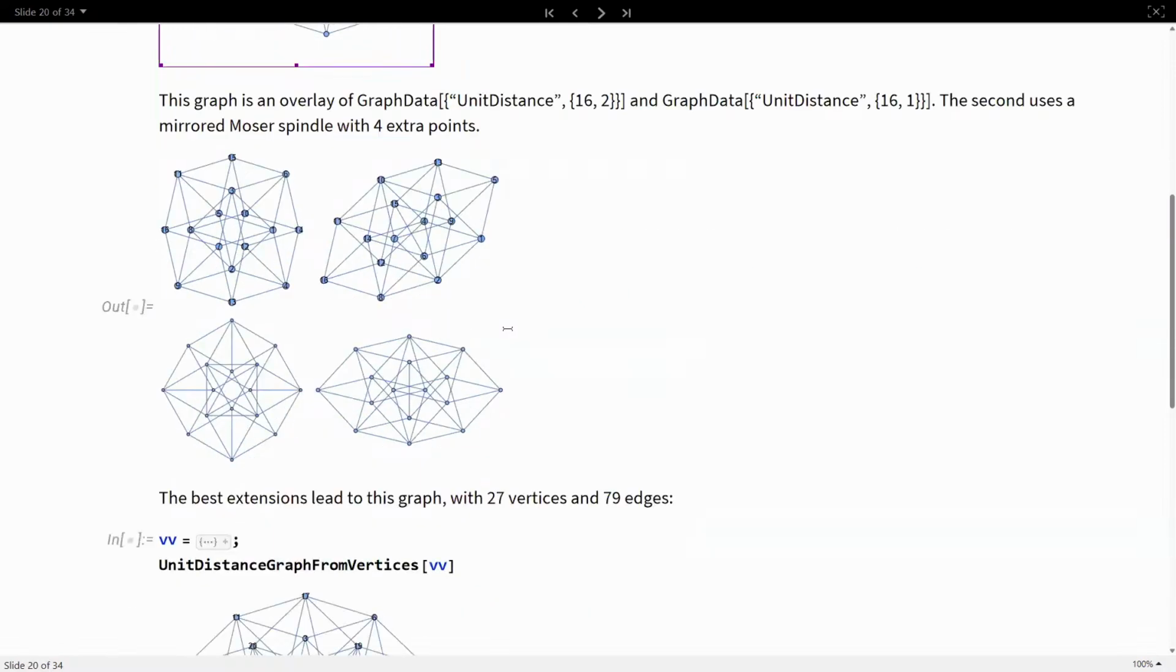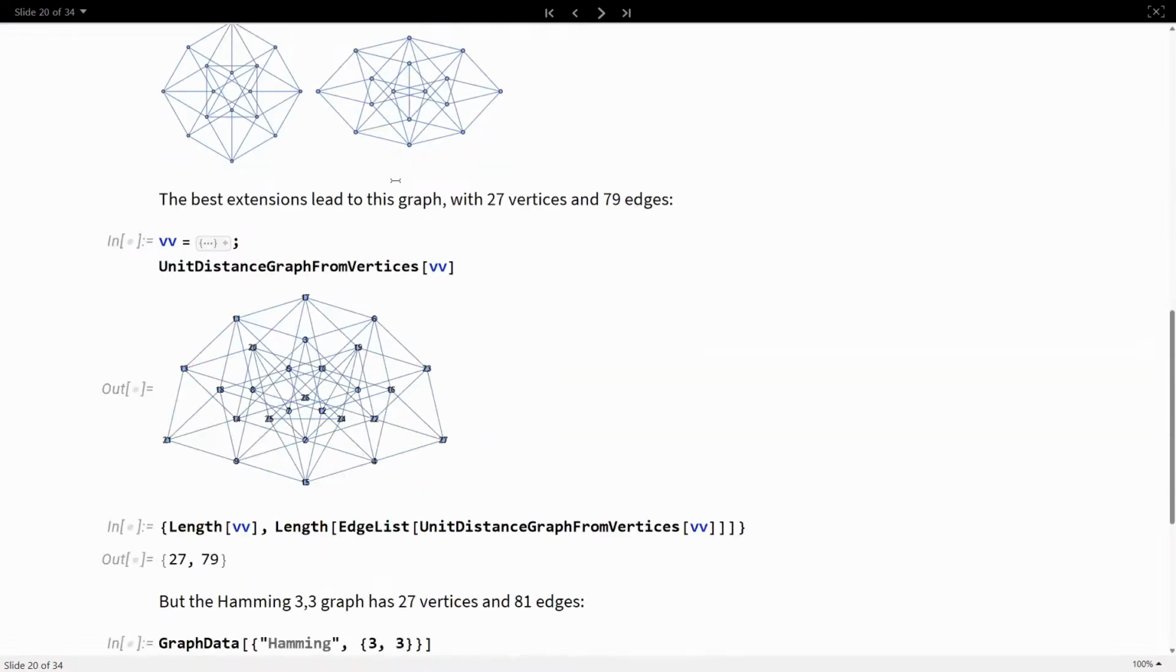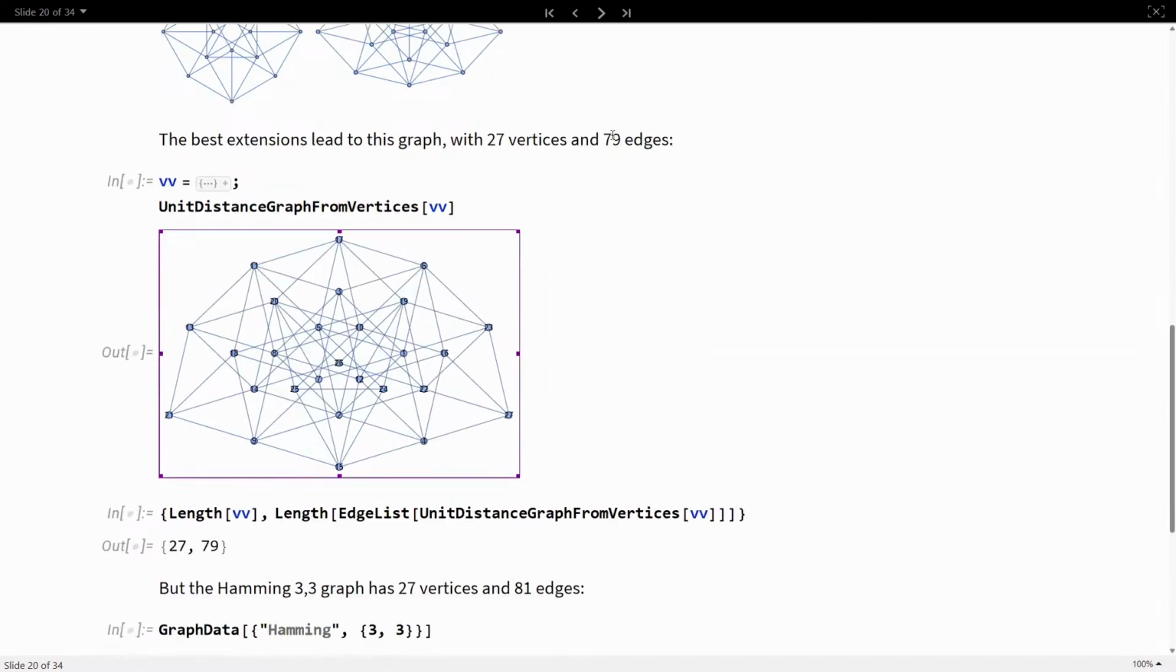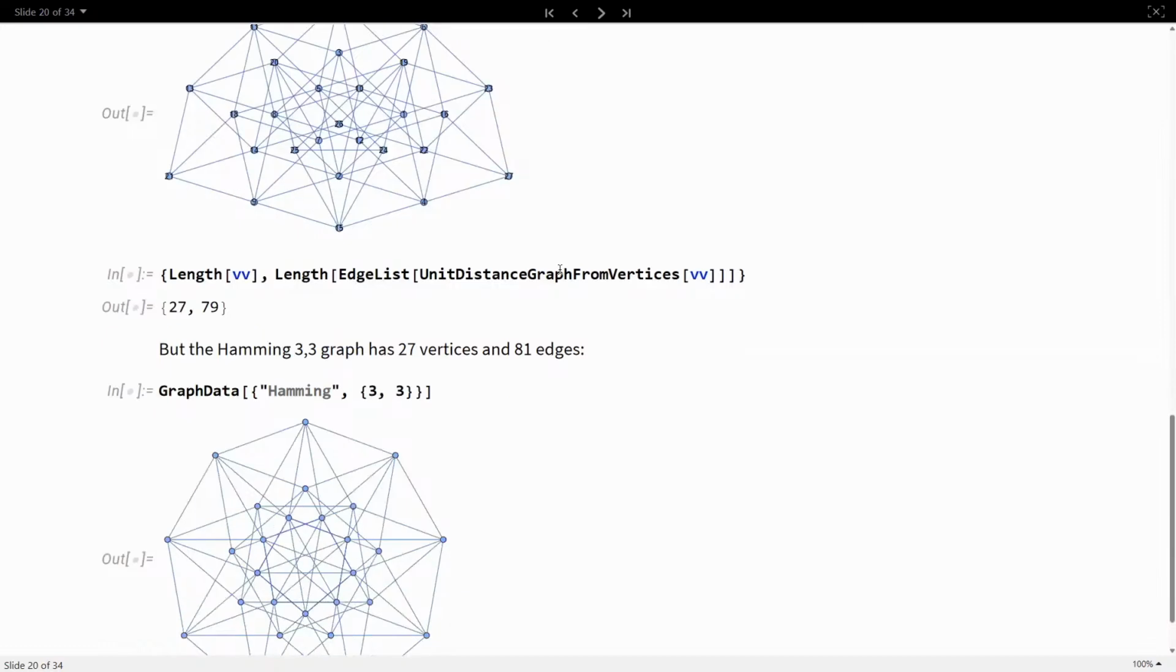It turns out that if it's a good idea in one graph, it's often a good idea in another graph, and when you try to extend them, you wind up using the same points over and over. If we keep extending this graph, if we find the best points to add to it, we get this graph here, which has 79 edges.